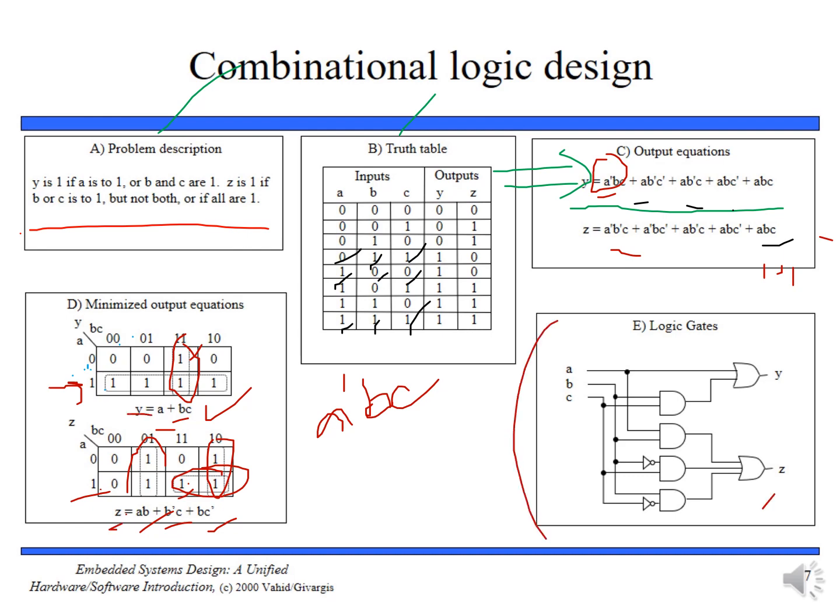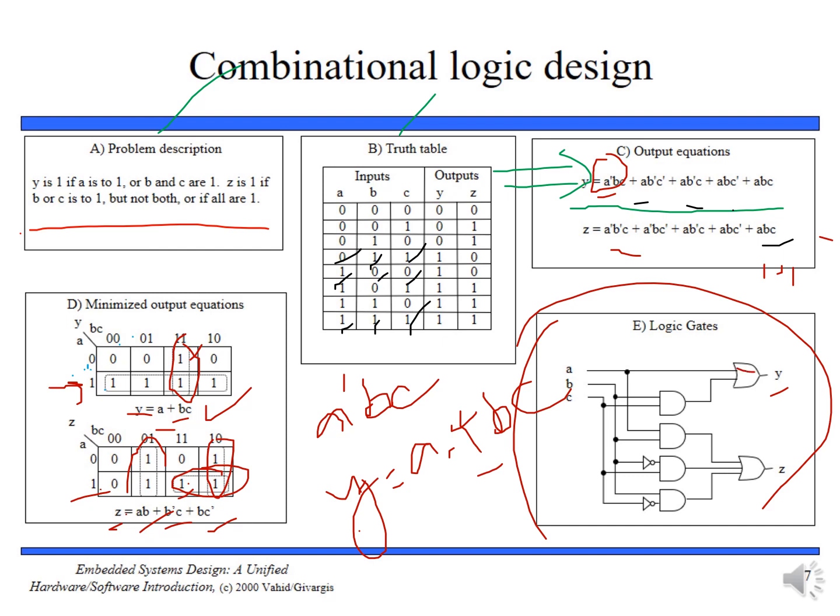Now once you have Y and Z, we can make this logic circuit, and everybody knows how we can make this logic circuit. For example, for Y is equal to A plus BC, this is your Y. So it means we need to use an OR gate. This A is going straight here, B and C, and then this is OR, and the rest of this is for Z. You can do it yourself. I hope this is clear.